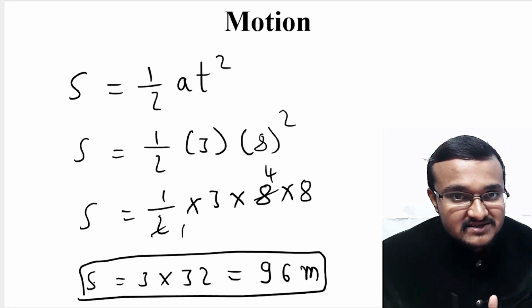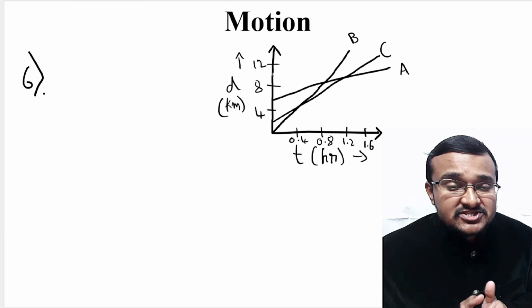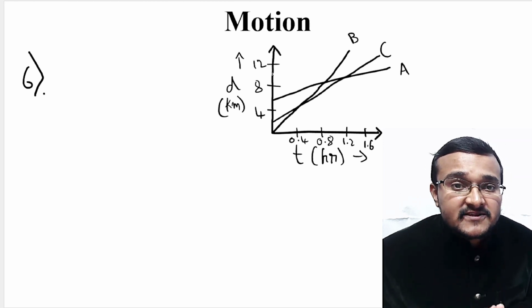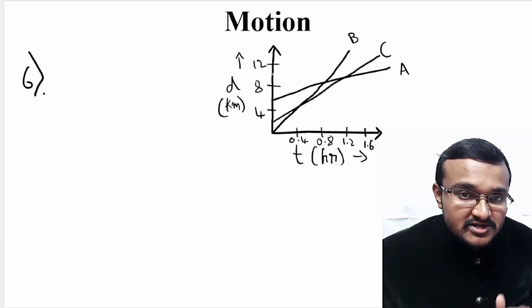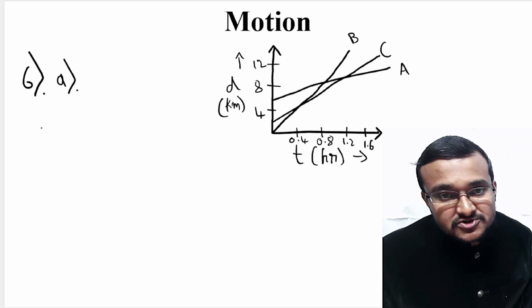So coming to the sixth question, here they have given a graph. Based on this graph, you have to answer the 4 questions which they have given in this sixth question. So coming to the first question in this sixth question.